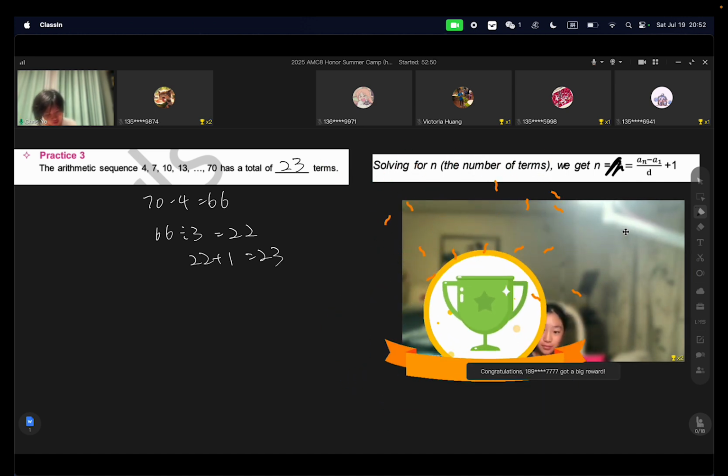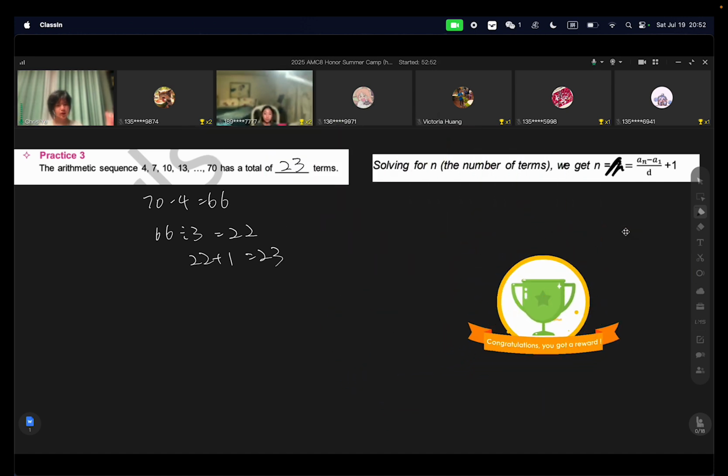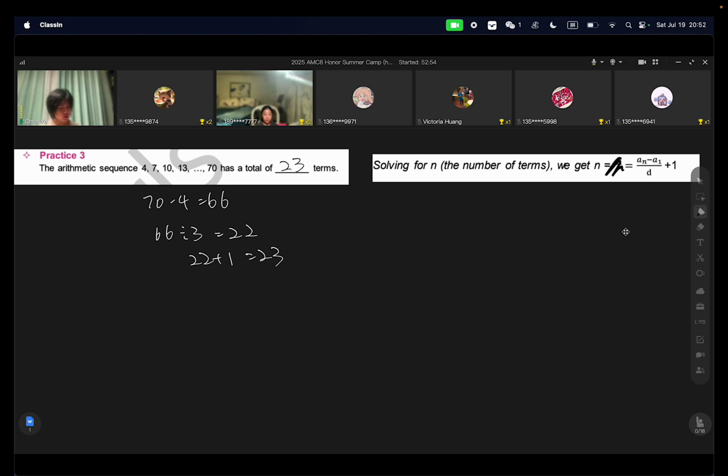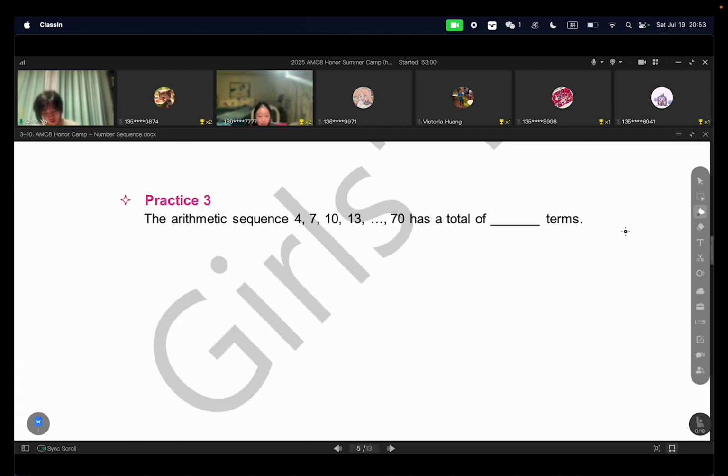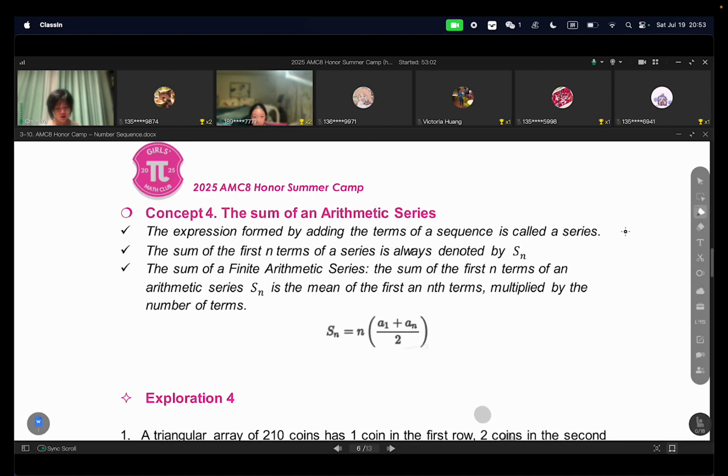Thank you. So, pretty simple. We just have to plug it into our formula. And that's it for this concept. Then let's move on to the next one, which is going to be one of the most important parts about arithmetic sequences, which is finding the sum of all of the terms in the sequence.